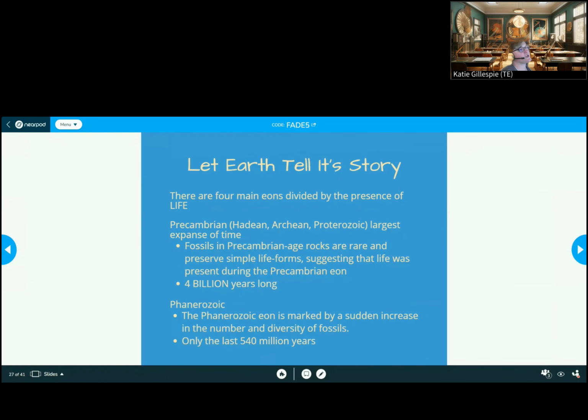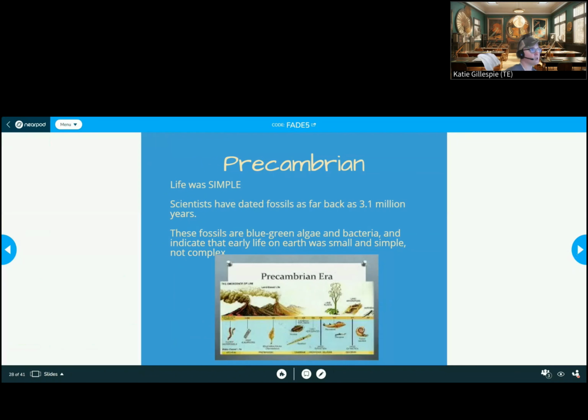That 0.6 is called the Phanerozoic eon. Again, that's going to be our focus. And it was marked by sudden increases in the number of fossils, the diversity of fossils, the number of organisms that all of a sudden just explode, come onto the scene about 540 million years ago. Again, about 0.6 billion. Precam, things were simple. I told you guys, I've talked to you in class. We've gone over this a couple of times. I said it in the last lecture.